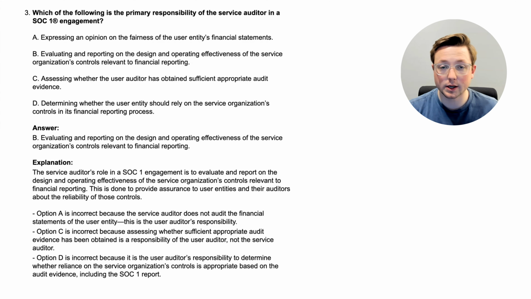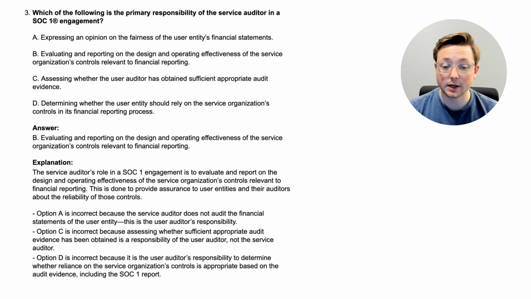So that's the whole point of having a service auditor to audit these service organizations, is to test the controls relevant to financial reporting. Now let's talk about the other options. Option A is incorrect because the service auditor does not audit the financial statements of the user entity. This is the user auditor's responsibility. So, there is a difference between a service auditor and a user auditor. Make sure you know that difference.